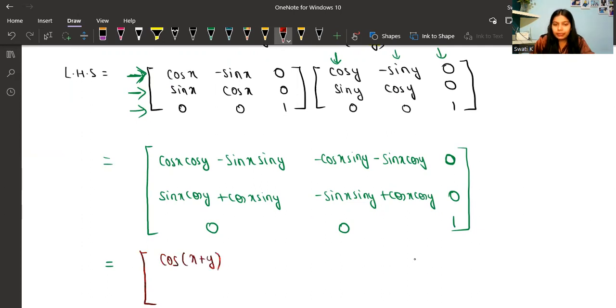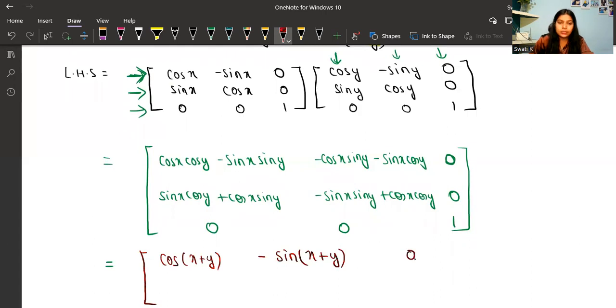And here, if I take minus common, it is going to be cos x sine y plus sine x cos y. So basically, this is in the formula of sine a cos b plus cos a sine b. And the formula for that is sine of a plus b simply. So here, instead of a and b, we have x and y. So it is x plus y.